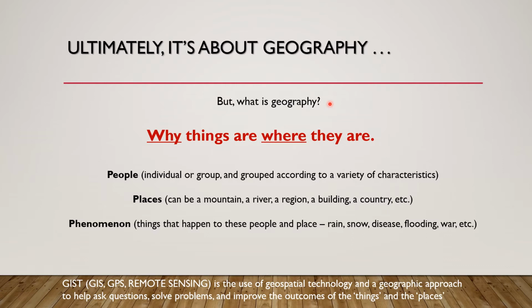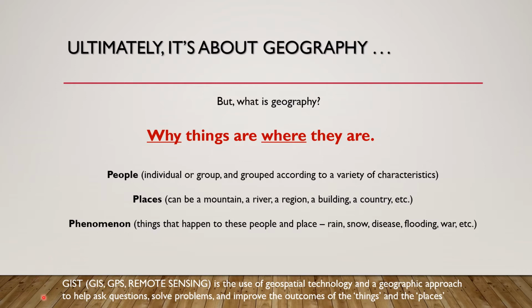So what I have broken down under here are these points of people, places, and phenomenon. These are the things we're talking about. The things can be people, individuals, or groups. They can be places. They can be mountain ranges, like I said. They can be cities. Or phenomenon, things that happen to these people and places. Weather patterns, diseases, flooding, crime, etc. All of these things can be tied to a location and be related to one another. And that is the essence of geography.